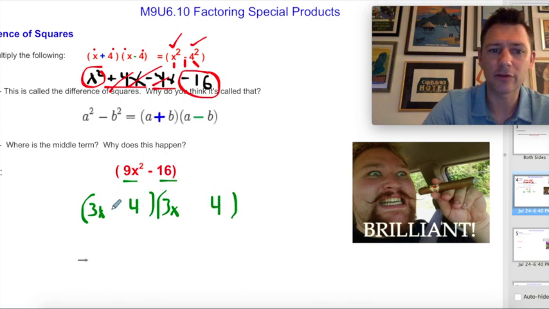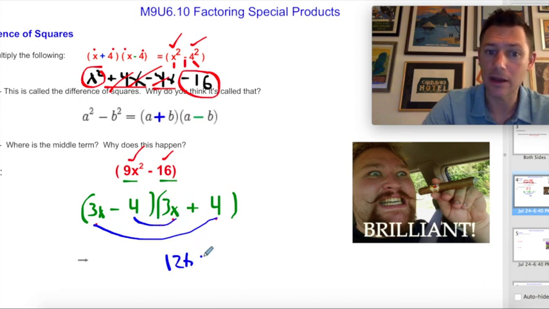Because there's no middle term, you have opposite signs. It's also the only way you're going to get a negative here. So this and this give you the 9x squared. This and this give you the negative 16. And when you multiply this together, you get 12x. And this together, you get negative 12x. And those cancel out. And that's why you don't see them there.